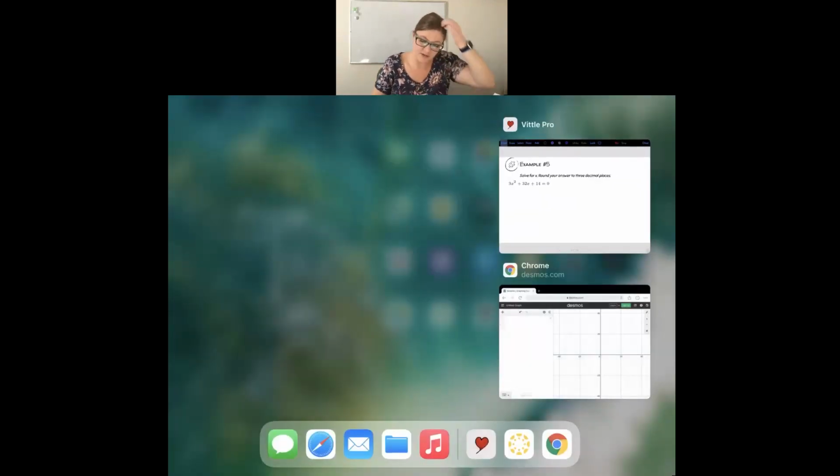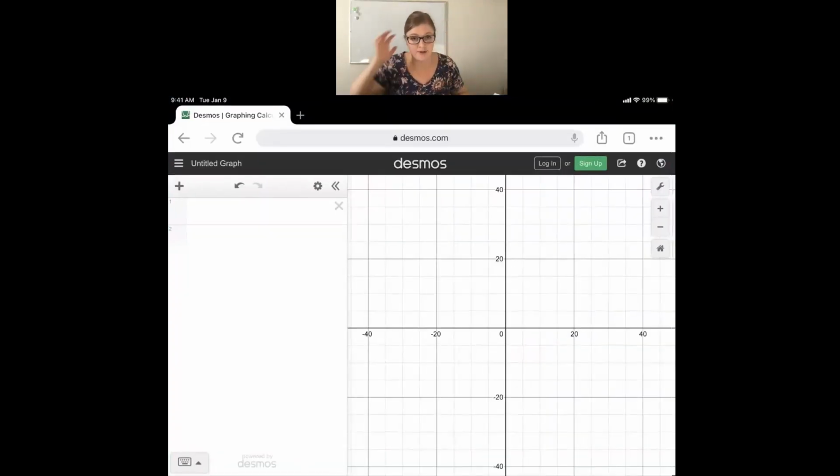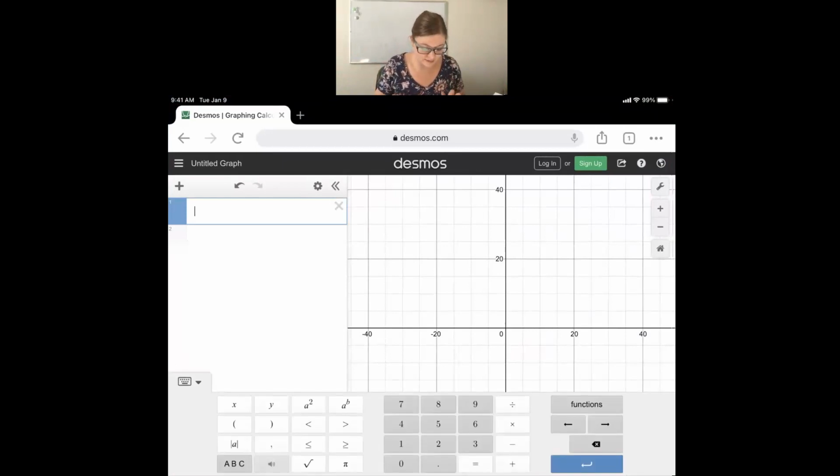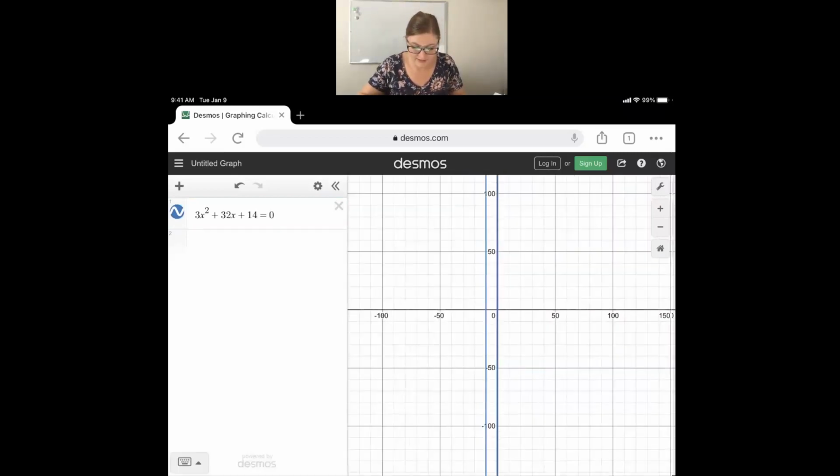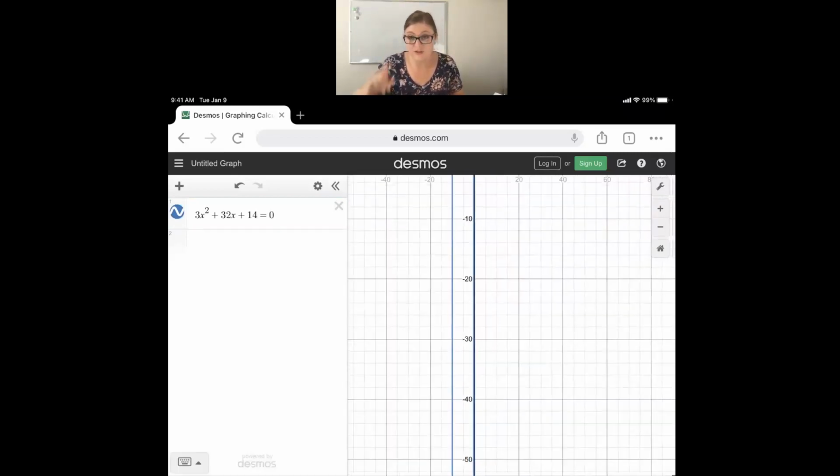So I went to a website called desmos.com, and what you can do is it'll allow you to graph. So we are graphing 3x squared plus 32x plus 14 is equal to 0. Okay, so you can see this is going to make a parabola or the U-shaped graph.